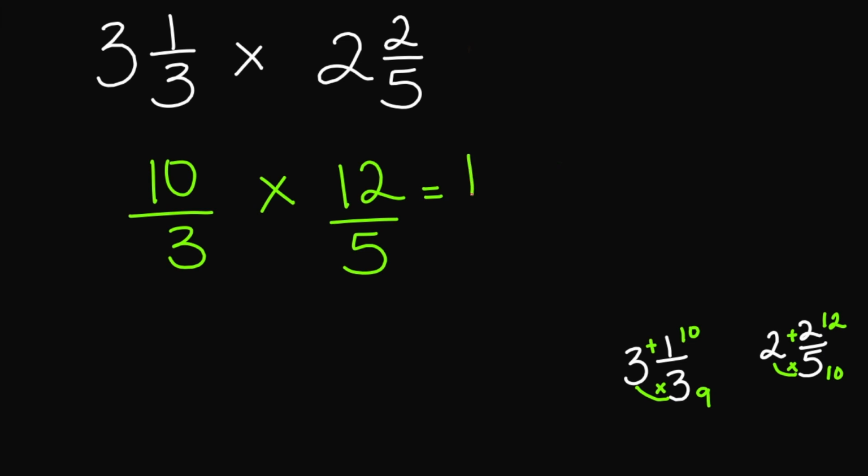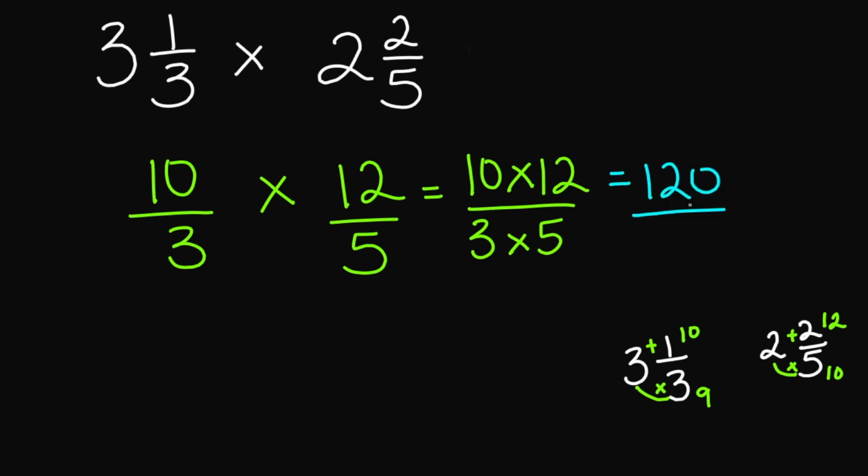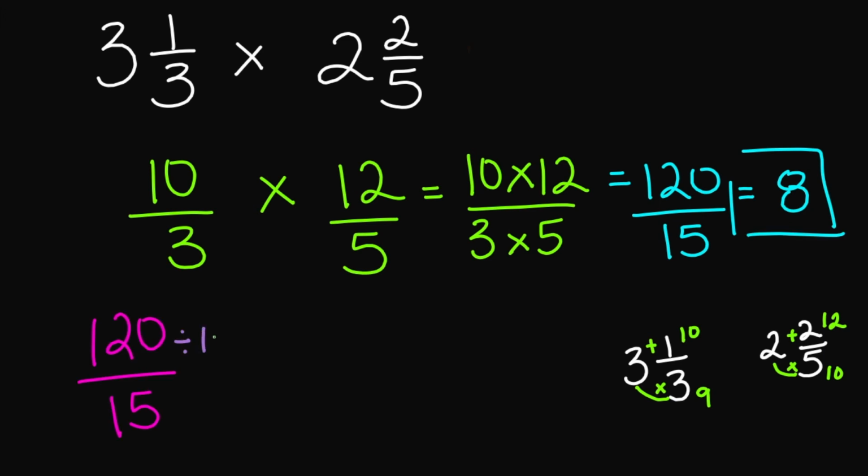Now we're going to multiply across. We have 10 times 12 in my numerator, and then denominator we have 3 times 5. 10 times 12, this is going to give us 120, and 3 times 5 is going to be 15. We can simplify this. This is going to equal 8. So your final answer is 8. You can also simplify this because the number 15 goes into 120 and 15. So 120 divided by 15, this is going to give us 8 in our numerator, and then 15 divided by 15 is going to equal 1. So 8 divided by 1, you're still going to get 8 as your answer, okay?